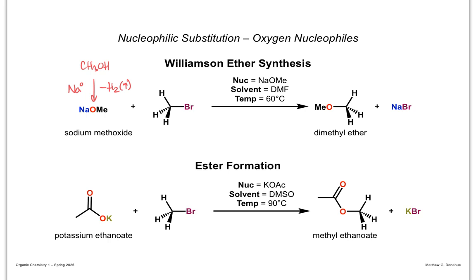In the context of an SN2 reaction, this is acting as a nucleophile. So keep in mind again, diagnosing the conditions that are present, even though that sodium methoxide is the conjugate base of methanol, it's acting as a nucleophile. So when that gets introduced, that forms an ether, and this has a name called the Williamson ether synthesis.